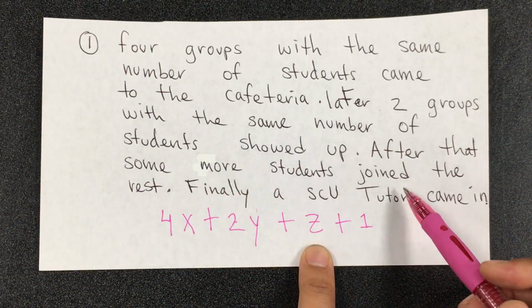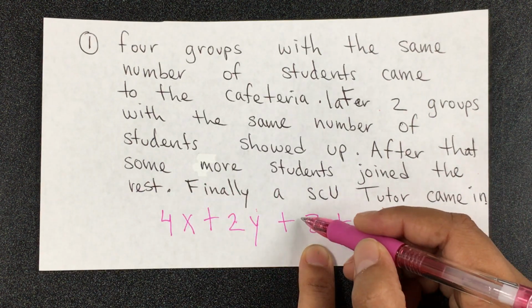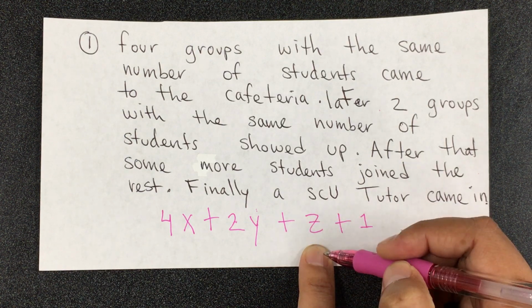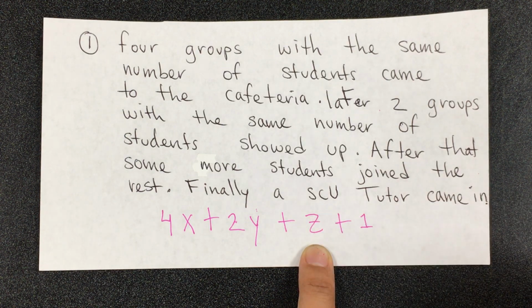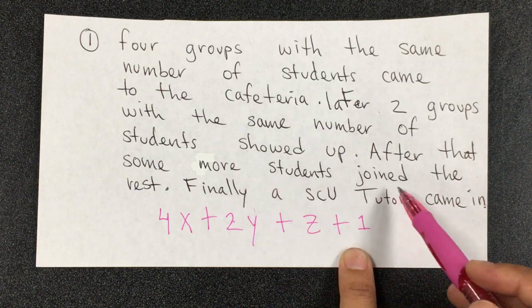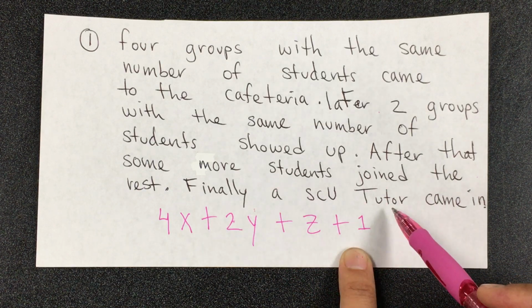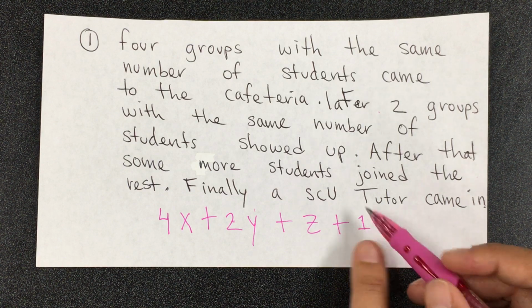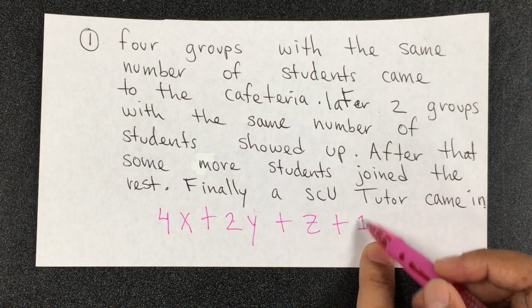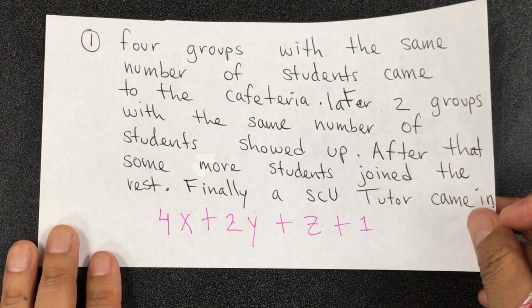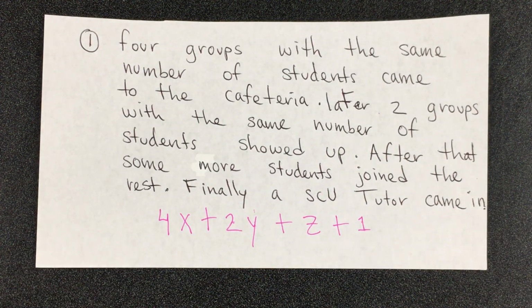After that, some more students join in. So it's basically one group of more students coming in, but we don't say one group in there. And finally, a Santa Clara University tutor came in. Since we know that it's only one person, we put a 1 in there. Okay, so that's another example for the same expression.